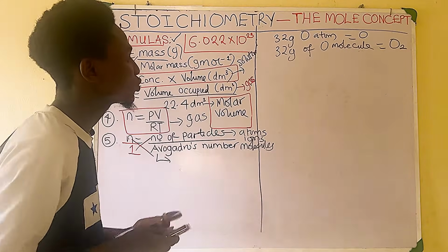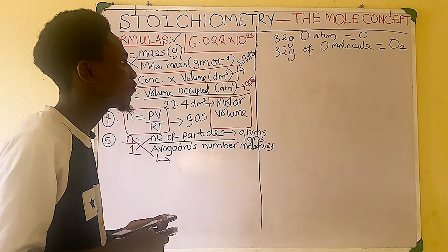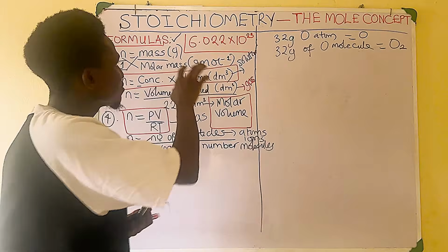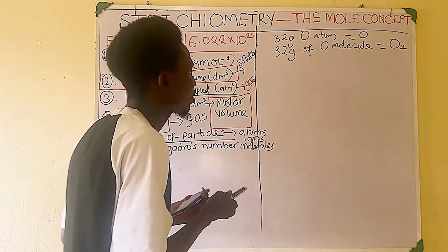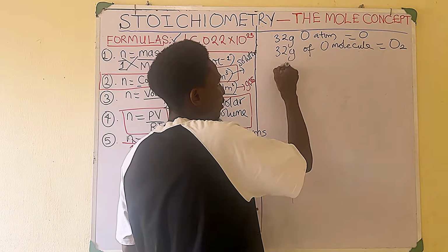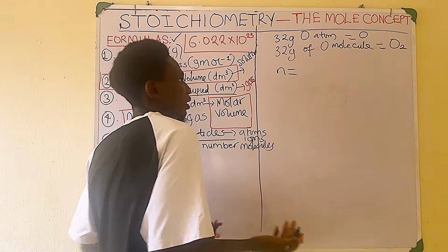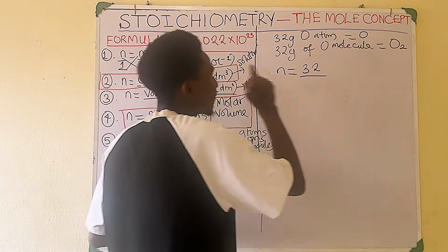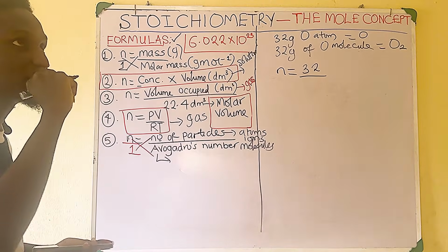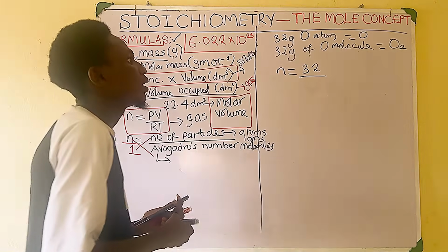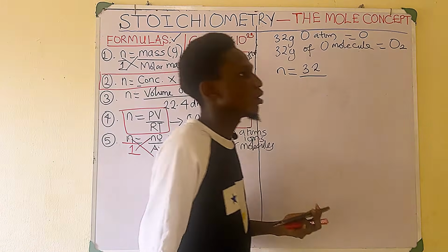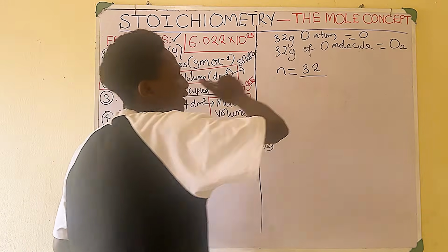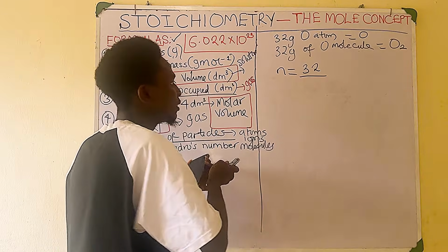Now, 32 grams of oxygen atom. How do you look for the number of moles here? Remember I told you guys that once you just see gram, the first thing that comes to your head is mass. So in the first formula there, n equals mass over molar mass. So you have n equals 32 divided by, now, the reason why I brought out this question is that students usually make this error. They told you oxygen atom. Now, for instance, the relative atomic mass of oxygen normally is, where is it?